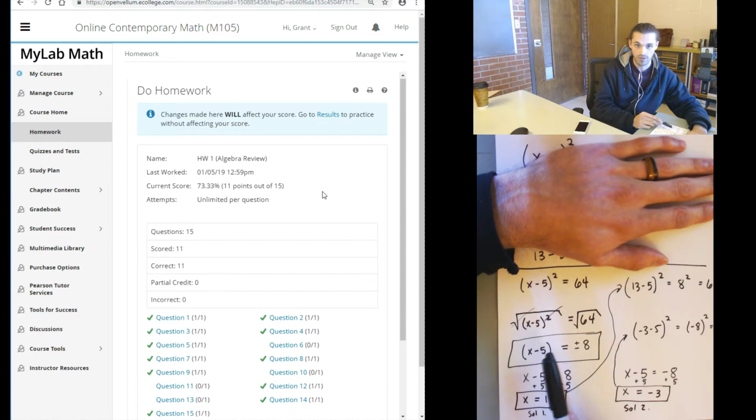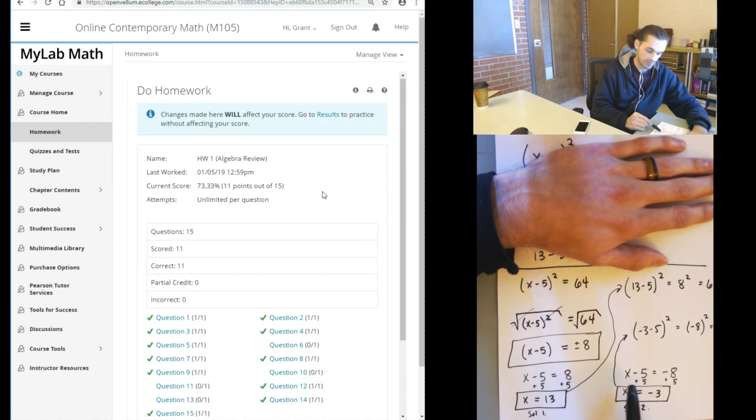Now, because we have essentially 2 separate pieces on the right-hand side of the equation, I need to break up this equation. So I'll solve x minus 5 equals positive 8, which I do here. And then I will solve x minus 5 equals negative 8, which I do here. These account for both solutions that were produced from taking the square root. x minus 5 equals 8. Well, to isolate x, I need to add 5 to both sides. So 13 is one solution.